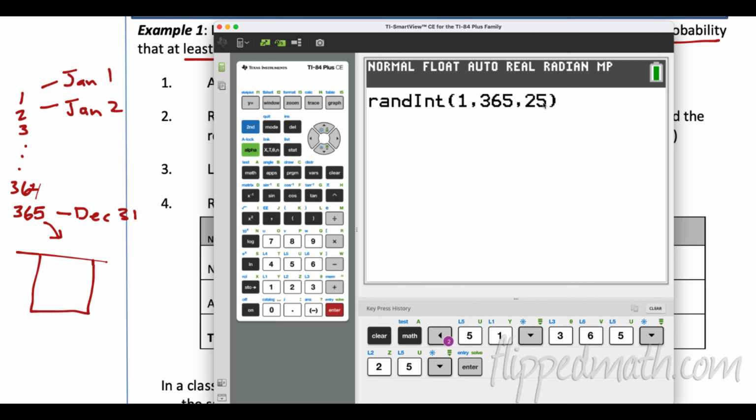We're not done yet, though. We're going to be smart. We're going to hit the store button, which is left of the 1. We're going to store all of these numbers into a list. So I'm just going to store it into list 1, which is above the 1.